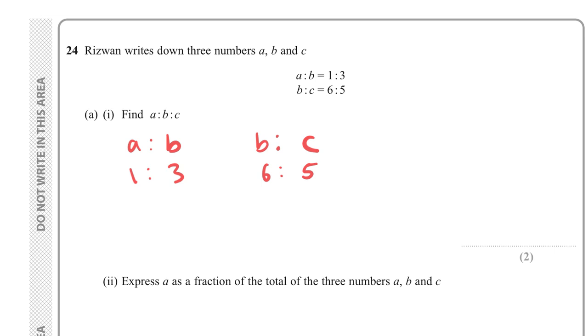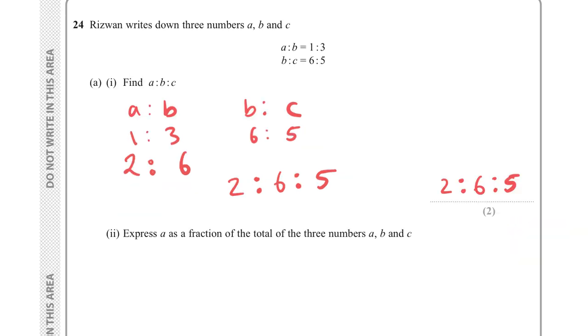There's a super easy way. This is honestly quite straightforward. Making B the same. That's all we need to do, make B the same. We don't even need to do anything to this, that can chill. Okay, this B just needs to double to become a 6. So that needs to double as well to become a 2. So you can write it as 2 to 6 to 5. Okay, actually not too bad.